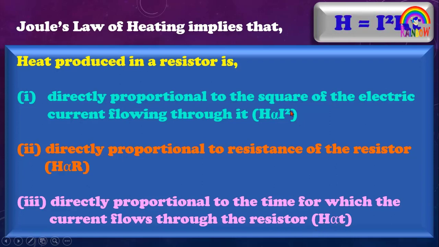Children, you know what is direct proportion? If amount of electric current is more, then more heat gets produced. And if current is less, then less heat. In the same manner, if the resistance is high, more heat. If the resistance is low, less heat. If electric current flows in the circuit for longer time, then heat produced will be more. If the current flows for a shorter time, the heat produced will be less.